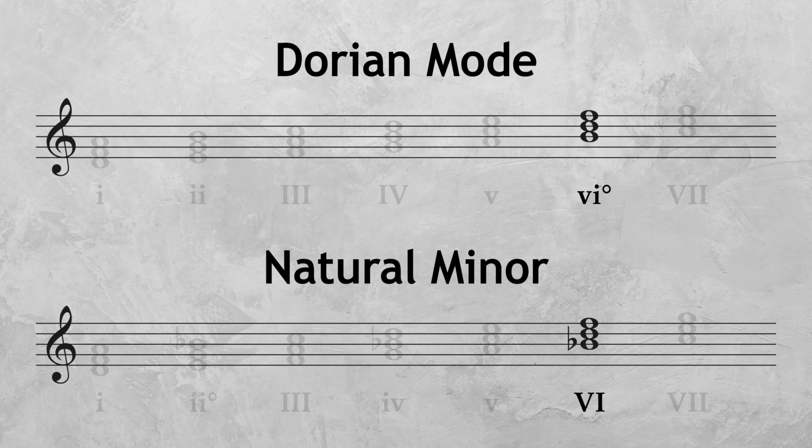Now the submediant triad, or 6 chord, which is usually major in the minor mode, becomes diminished. However, we don't typically use this diminished 6 chord in real chord progressions. We'll get into more on that later.